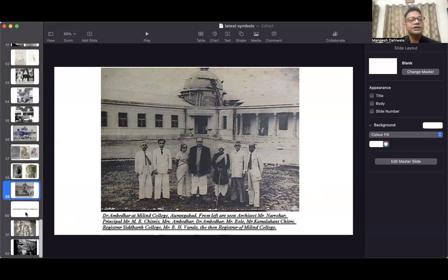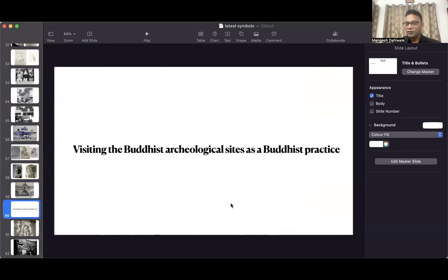So, I have taken you through a short journey, which I have been doing for the last 25, 30 years, visiting innumerable Buddhist sites throughout India. And I just tried to give you a drop of it. There is a lot and lot and lot I can go on talking about the symbolism and how it can help us to practice Buddhism in our day-to-day life.